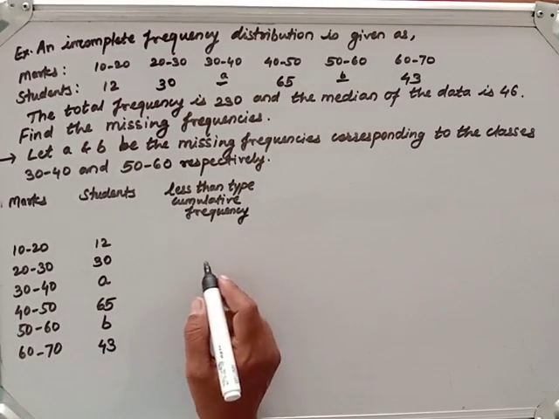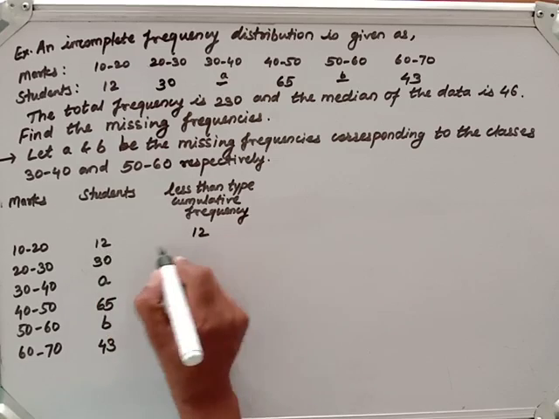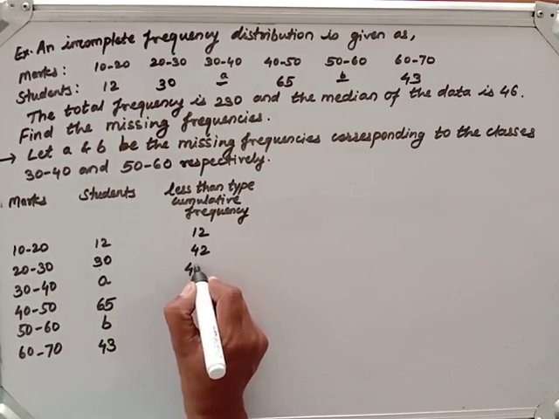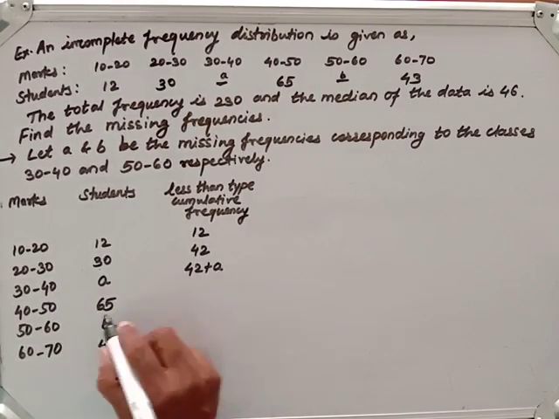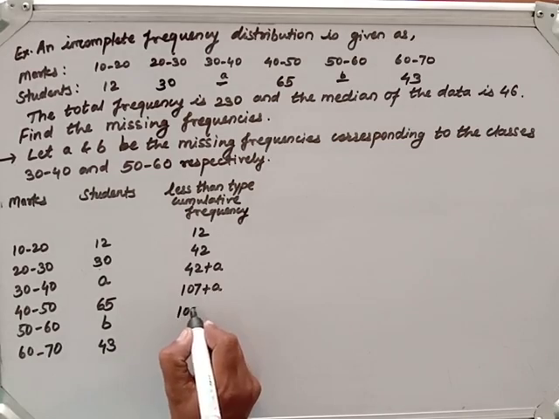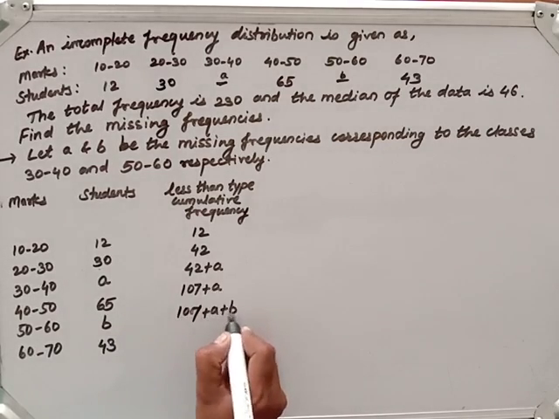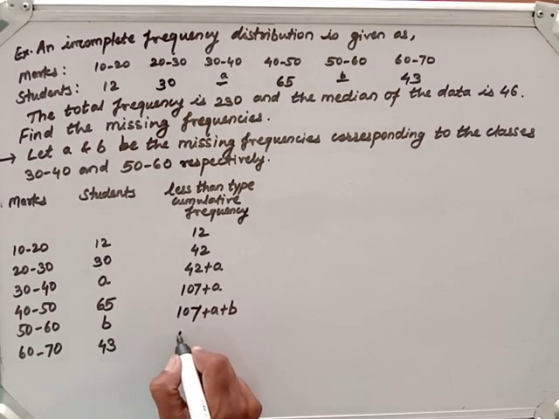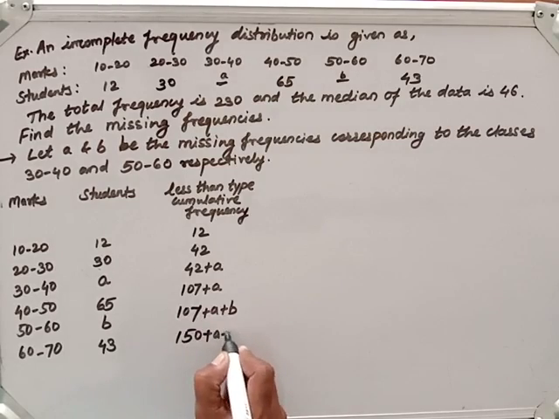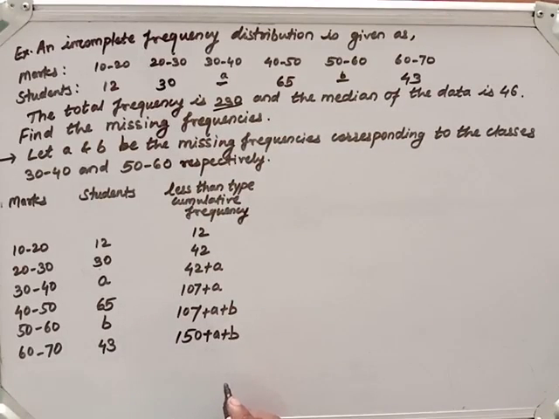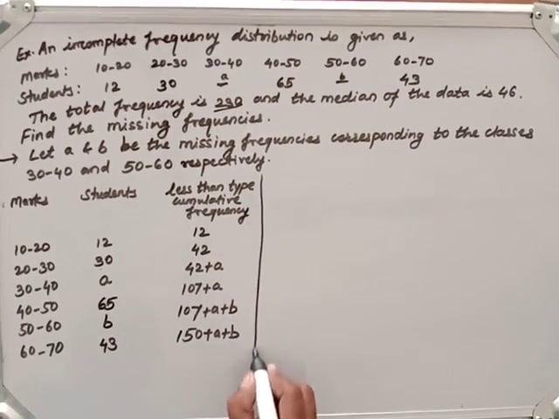Fine. Now let me determine cumulative frequency. Here it is 12. Here 12 plus 30, so it will be 42. Here this is 42 plus A. Now here it is 107 plus A. Then next 107 plus A plus B. Then the next one is 150 plus A plus B, and this value is given to us as 230. Fine. So now the median is also given to us. This is about the table.